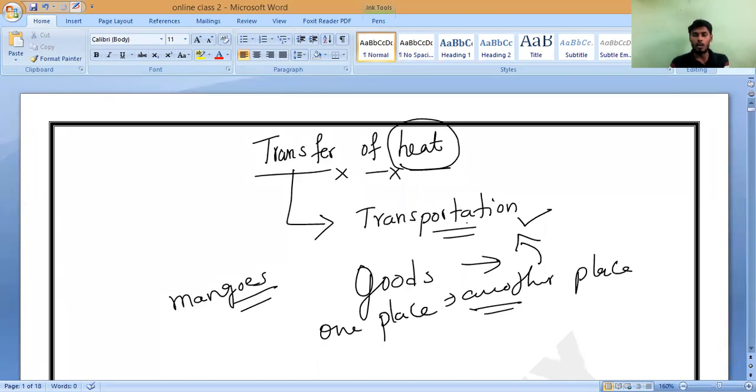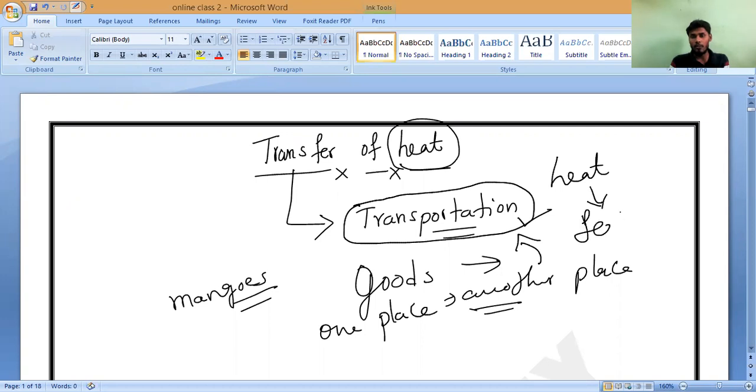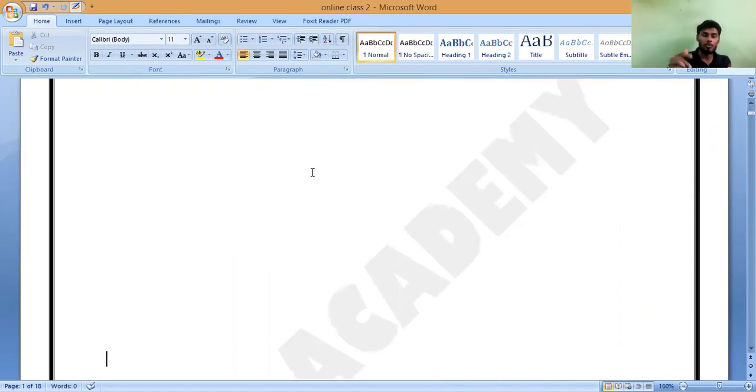Same way, if it comes to heat, it is not transportation, because we cannot see heat. We can only feel the heat. There is no physical shape of heat. That is why we cannot use the word heat transportation. We can use the word transfer. What should we call it? Transfer. So what is the meaning of transfer?